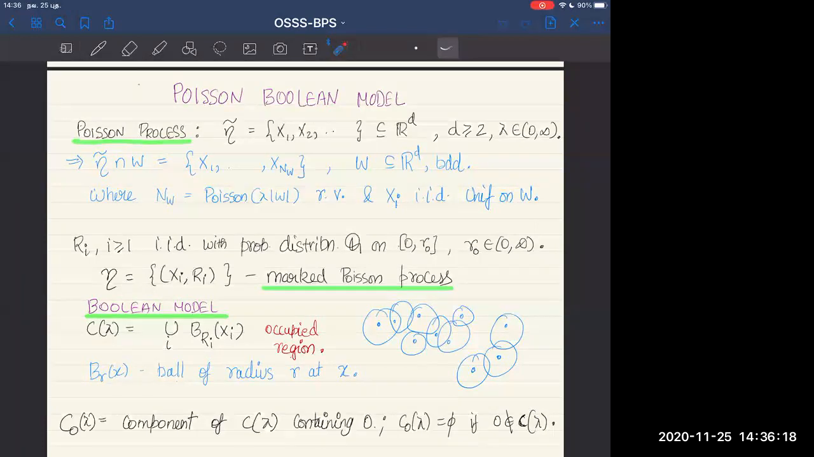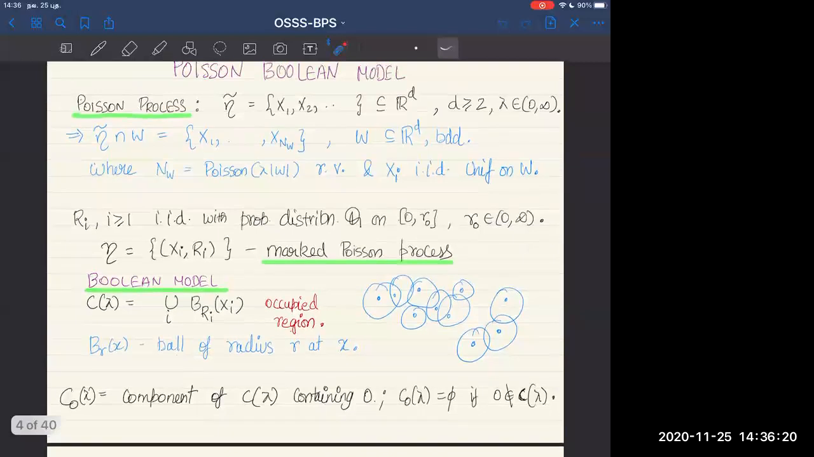Something very particular here is C_0(lambda), the component. C(lambda) is a subset of R^d, so it can contain the origin. If it contains the origin, C_0(lambda) is the component that contains the origin. If it does not contain the origin, I set it to be the empty set. So this is C_0(lambda), the component containing the origin if it exists.